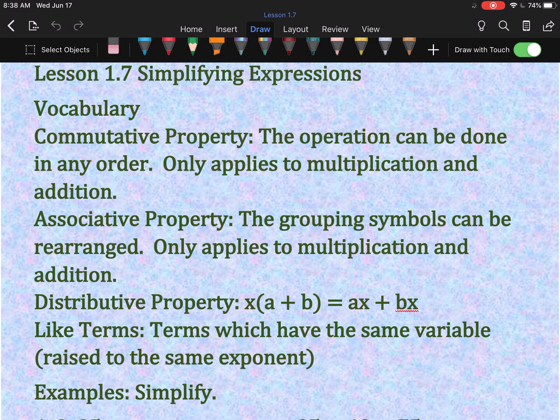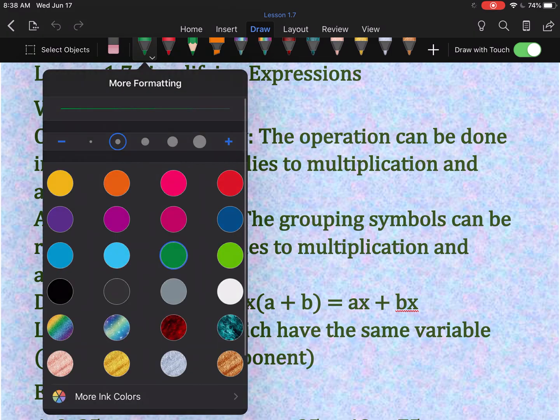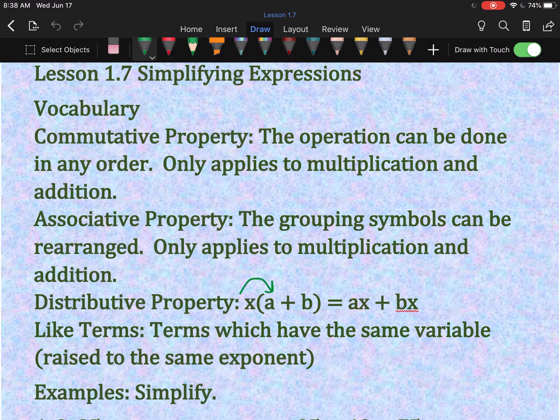The distributive property says if I have a number outside of parentheses, I can multiply it to everything in the parentheses. Remember, if I'm drawing arrows, it would look like this, giving the x to the a and the b so that we get a times x plus b times x. And then like terms are terms that have the same variable, specifically raised to the same exponent. We've seen that before.